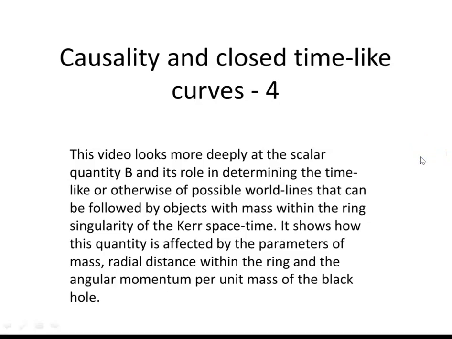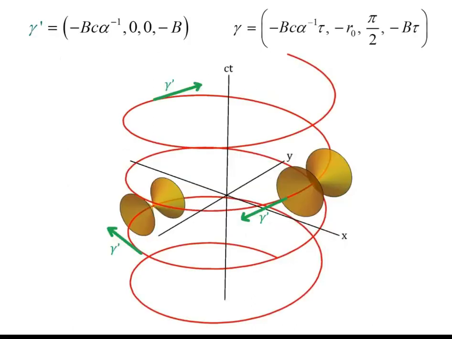This video looks more deeply at the scalar quantity b and its role in determining the time-like or otherwise of possible world lines that can be followed by objects with mass within the ring singularity of the Kerr space-time. When I say the quantity b, I'm referring to the quantity shown in previous videos prior to this. It shows how this quantity is affected by the parameters of mass, radial distance within the ring, and the angular momentum per unit mass of the black hole.